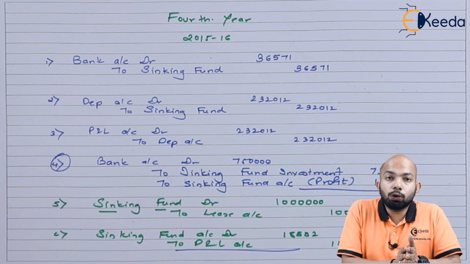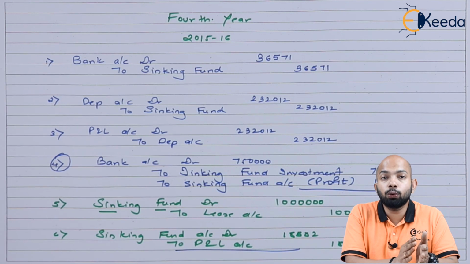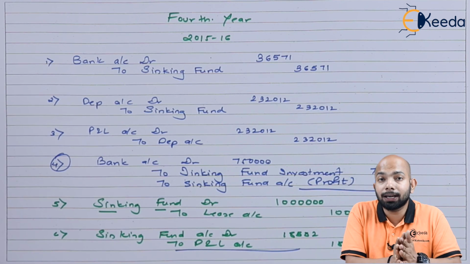So this is how you solve a problem which is related to sinking fund. So I hope this illustration gave you a clarity about how to pass the journal entries, and moreover how to do the calculations in a systematic format.